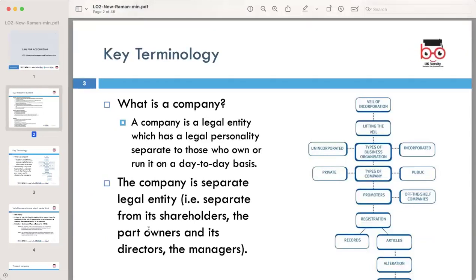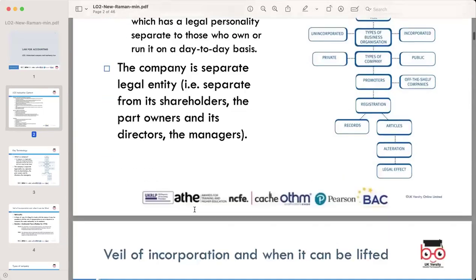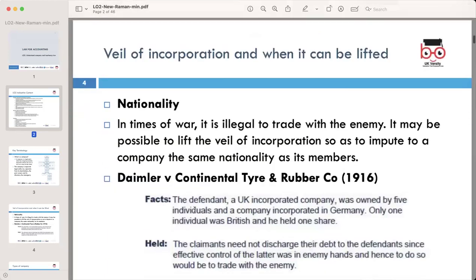Terminology. What is a company? A company is a legal entity which has a legal personality separate to those who own or run it on a day-to-day basis. A company is a separate legal entity, separate from its shareholders, the part owners, and its directors, the managers. Now, the veil of incorporation and when it can be lifted.